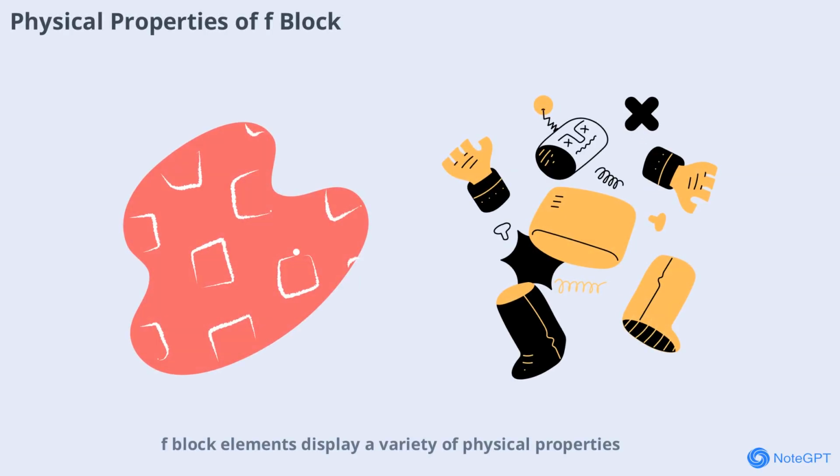F-block elements display a variety of physical properties. Lanthanides are typically silvery white metals, soft, and have high melting points. Actinides, on the other hand, are mostly radioactive and can be quite dense. These properties make F-block elements useful in specialized applications, from high-strength magnets to nuclear reactors. Their unique characteristics set them apart from other elements on the periodic table.